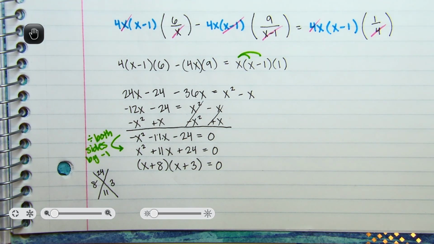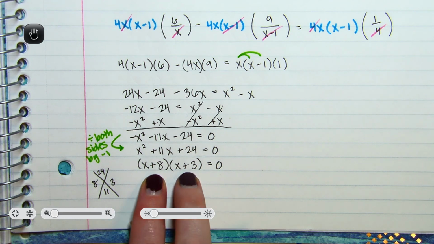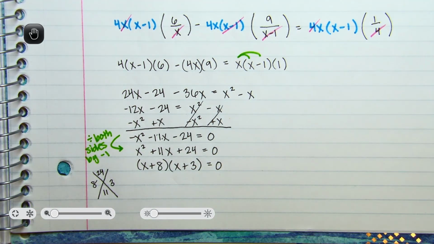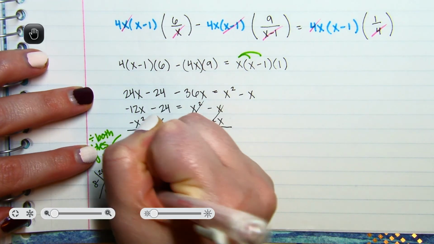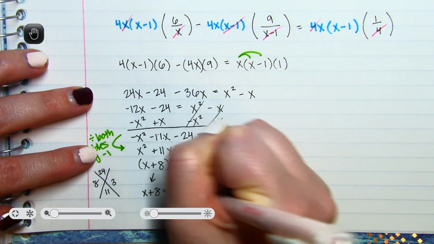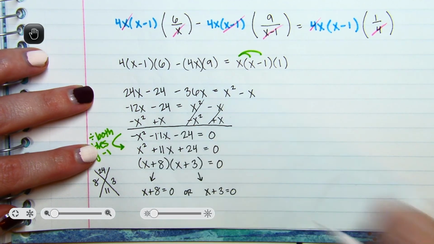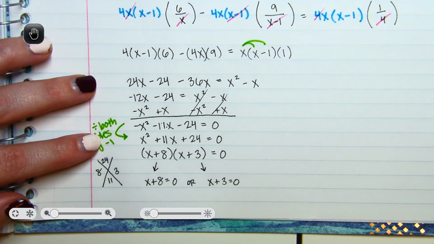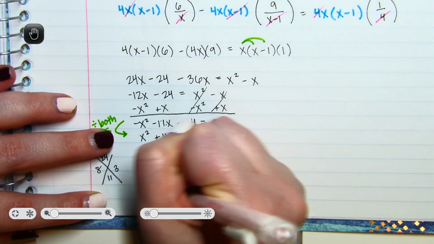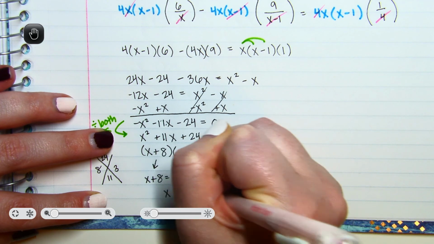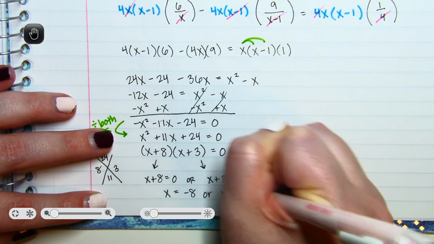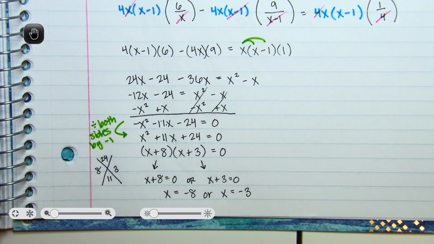Now from here, we need to solve for x. So this is called the zero product property, which is review. You may not remember the name of it, but basically it means if you have stuff multiplied equal to 0, then either the x plus 8 equals 0 or the x plus 3 equals 0. Or in other words, solve both of those for x. x equals -8 or x equals -3. Solve them both for x.